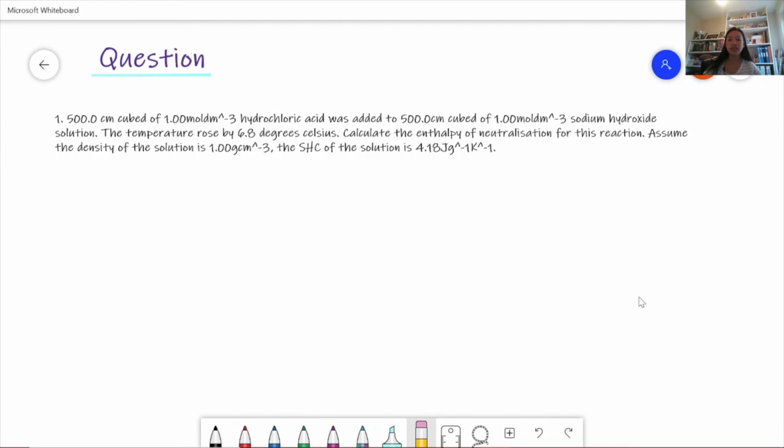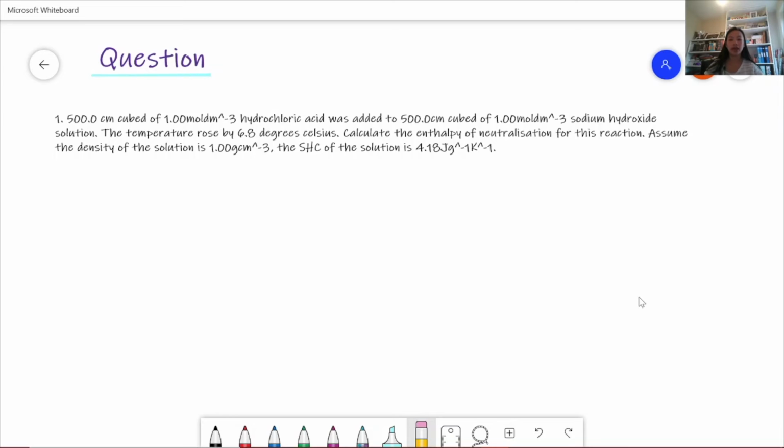So 500 centimeters cubed of 1 mole per decimeter cubed of hydrochloric acid was added to 500 centimeters cubed of 1 mole per decimeter cubed of sodium hydroxide. The temperature rose by 6.8 degrees Celsius. Calculate the enthalpy of neutralization for this reaction. Assume the density of the solution is 1 gram per centimeter cubed and that the specific heat capacity of the solution is 4.18.